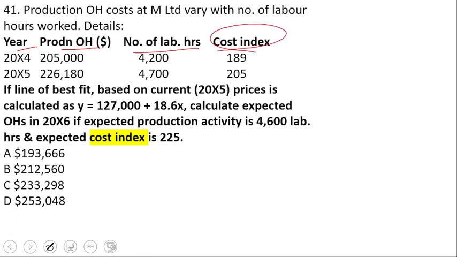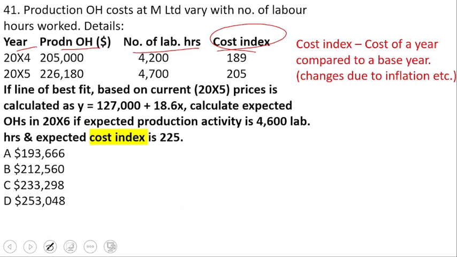and the cost index. Now, what do you mean by cost index? It's the cost of a year compared to a base year. And this cost index changes due to inflation, etc. So what does this mean? If you are purchasing goods worth $189 in the year 2004, then if you have to purchase the same quantity of goods in 2005, then you will have to pay $205. So that's the meaning of cost index.